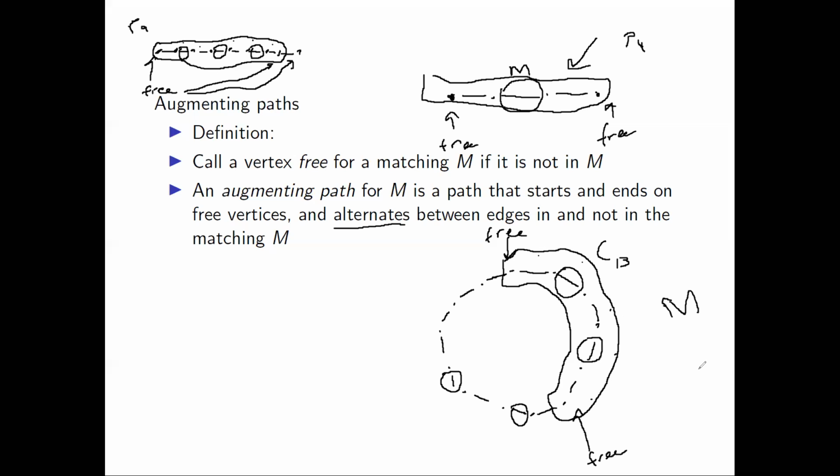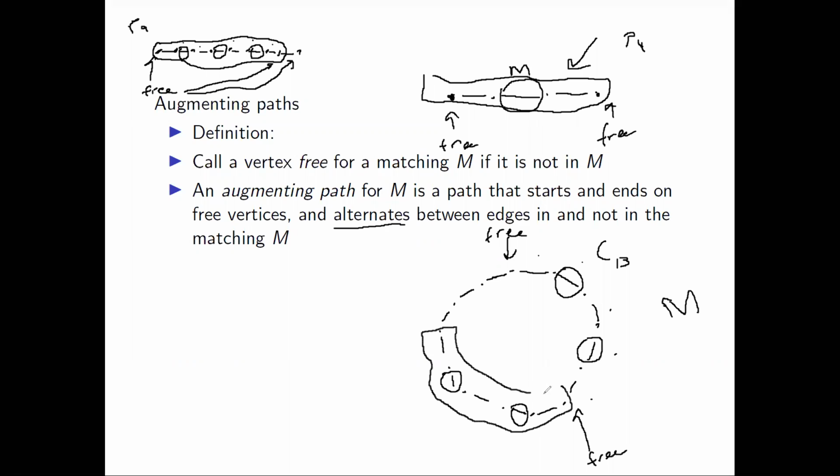Now there's other augmenting paths in this graph. So let's see if I can use the eraser effectively, okay? So here's another augmenting path. So we'll start at this one. And this is an augmenting path for this matching M. So it's different augmenting paths for the same matching. There we go. So you can see both the starting vertex and the ending vertex for this path are free. Moreover, the edges, they alternate between being not in and being in the matching M.